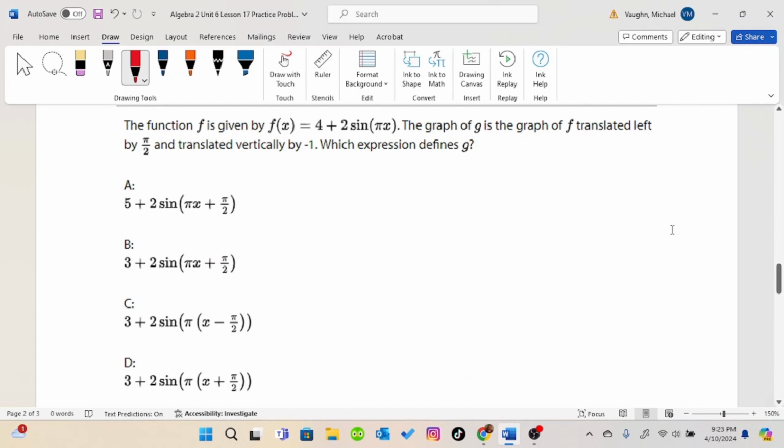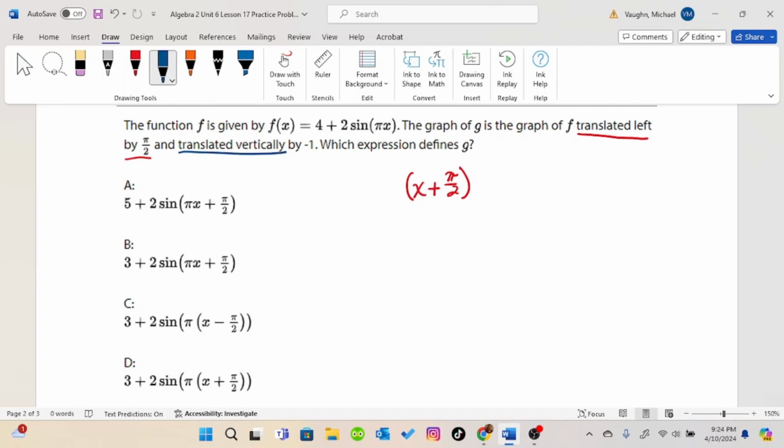The function f is given by f of x equals 4 plus 2 sine of pi times x. The graph of g is the graph of f translated left by pi over 2 and translated vertically by minus 1. Which expression defines g? Well, the translation left by pi over 2 means we need x plus pi over 2.